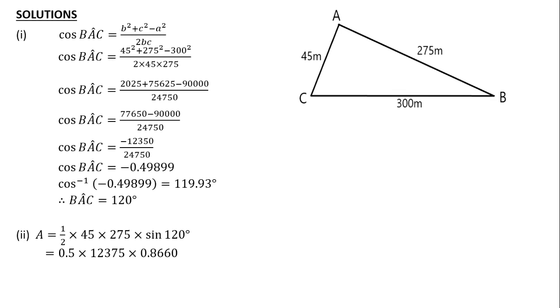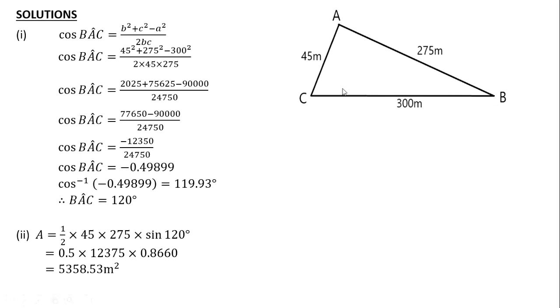0.5 times 12,375 times sine 120 degrees, which is 0.8660. Our area is equal to 5,358.53 square meters. Calculate the shortest distance from A to BC.